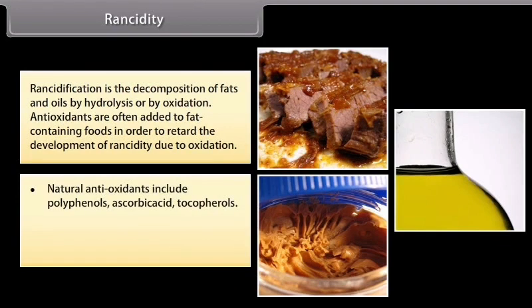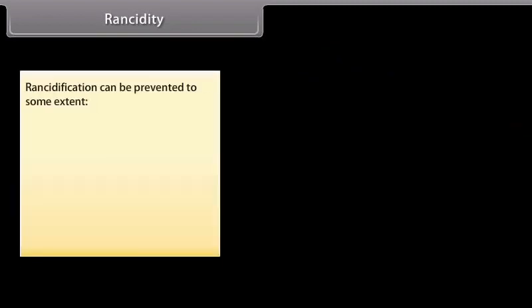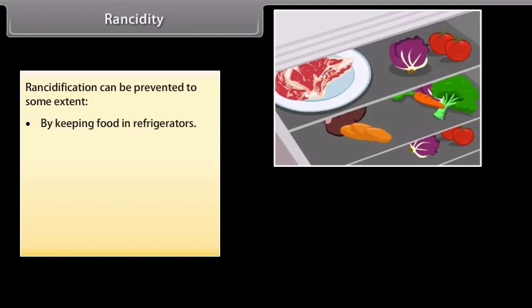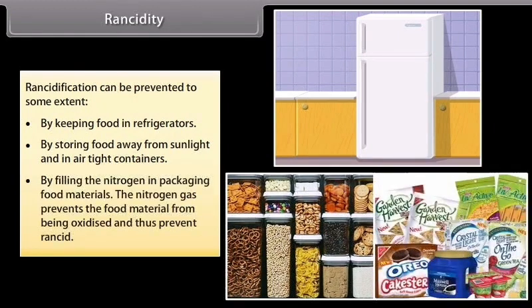Natural antioxidants include polyphenols, ascorbic acid, tocopherols. Synthetic antioxidants are butylated hydroxyanisole and butylated hydroxytoluene. Rancidification can be prevented to some extent by keeping food in refrigerators, by storing food away from sunlight and in airtight containers. By filling nitrogen in packaging of food materials, the nitrogen gas prevents the food material from being oxidized and thus prevents rancidity.